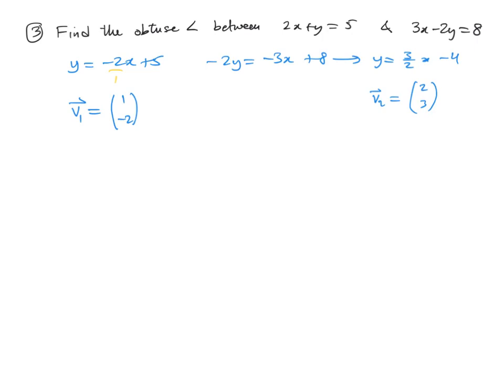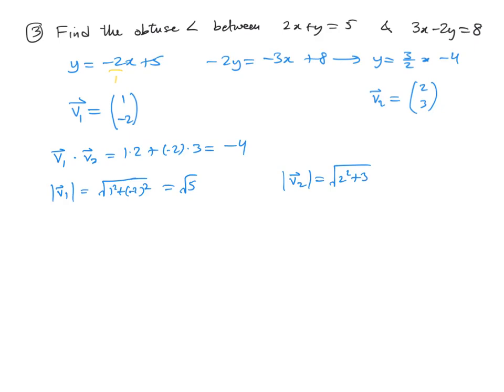So here we go. v1 vector dot v2 vector is going to be 1 times 2 plus -2 times 3, which is going to be -4. And then the magnitude of v1 is going to be the square root of 1 squared plus -2 squared, which is root 5. And the magnitude of v2 is going to be square root of 2 squared plus 3 squared, which is going to be root 13.